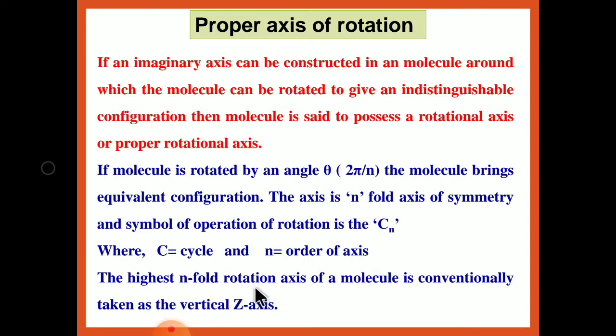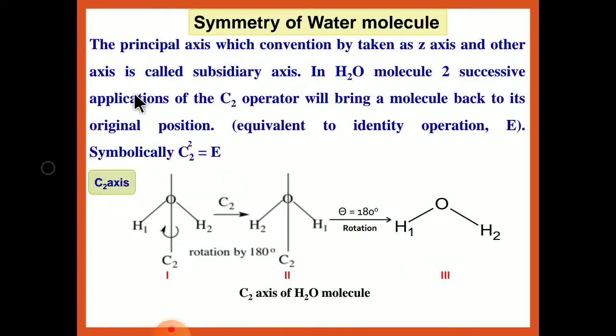The highest n-fold rotation axis of a molecule is conventionally taken as the vertical z-axis. That means the z-axis is always the principal axis. The principal axis is by convention taken as the z-axis and the other axes are called subsidiary axes. In the H2O molecule, two successive applications of the C2 operator will bring the molecule back to its original position, that is equivalent to the identity operation E, which is symbolically represented as C2^2 = E.